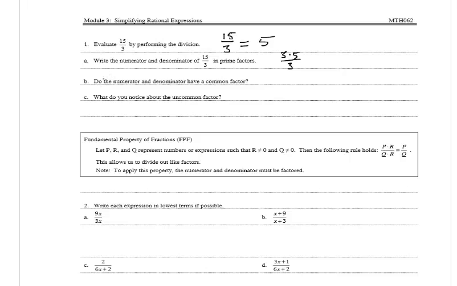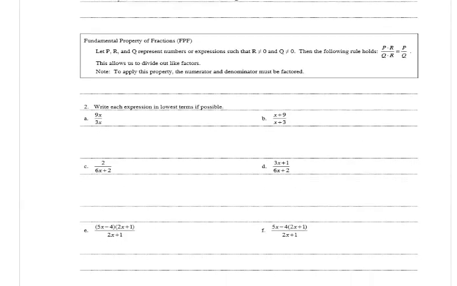And then in B, do the numerator and denominator have a common factor? And it's yes. We have 3 as a common factor. And then what do you notice about the uncommon factor? We notice that the uncommon factor is 5, and that is the same as the evaluation of 15 divided by 3 by division. Next, we're going to take a look at the fundamental property of fractions.